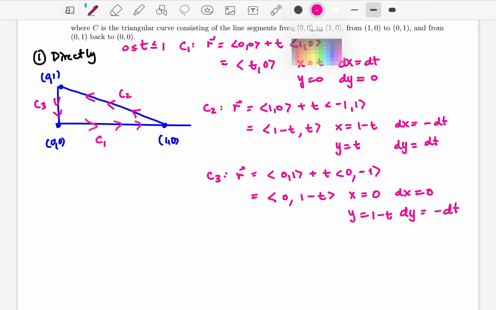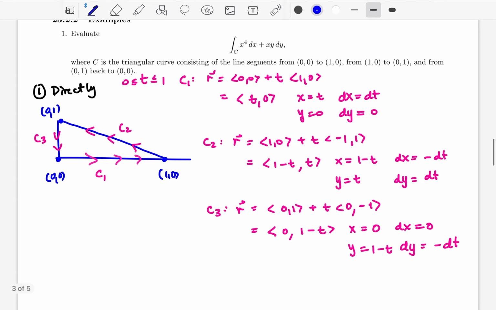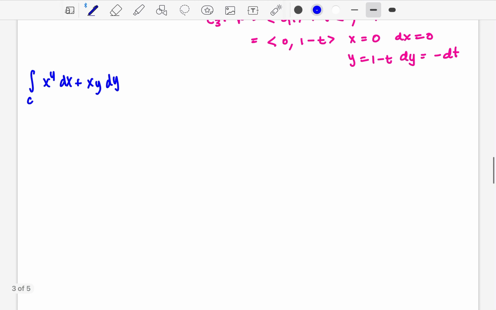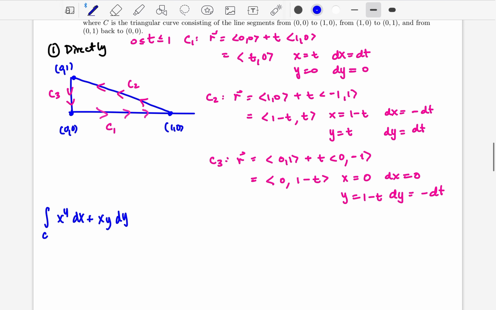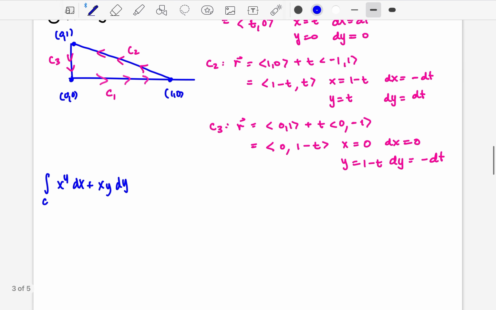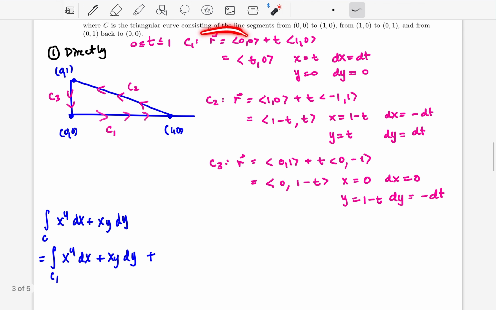Now I'm ready to find my line integral. Let me write it here so I can see it. It's the integral over C of x to the fourth dx plus xy dy, okay? If you want to make your life easier and not forget what's happening, you can recall that this is just the integral over C1 of x to the fourth dx plus xy dy, and you're going to use the parameterization for C1.